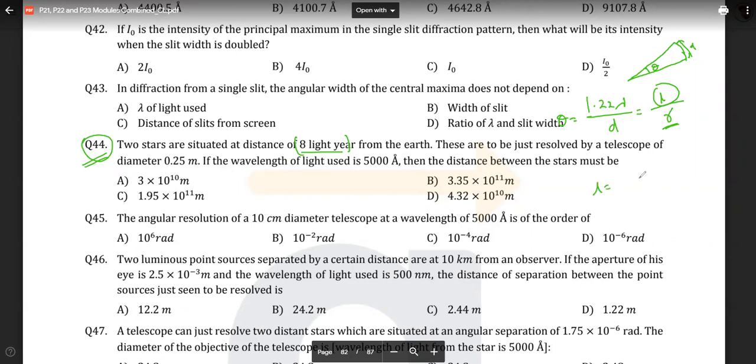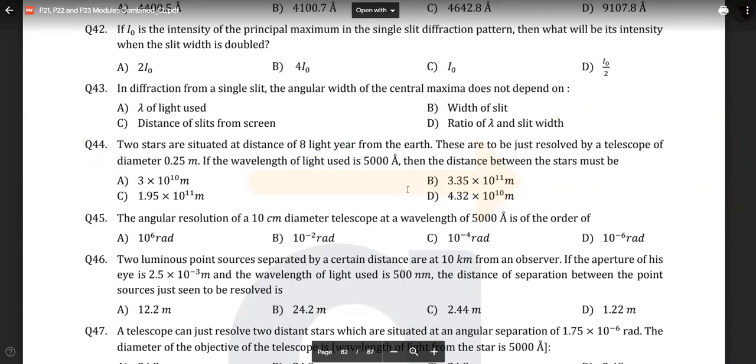L is equal to what? 1.22 lambda into R by D, right? हम लोगों ने ये भी लिखा था, ये फॉर्मूला भी लिखा था. So you just have to put and solve. Okay? Got it? Just put and solve. फॉर्मूला याद होना चाहिए था.